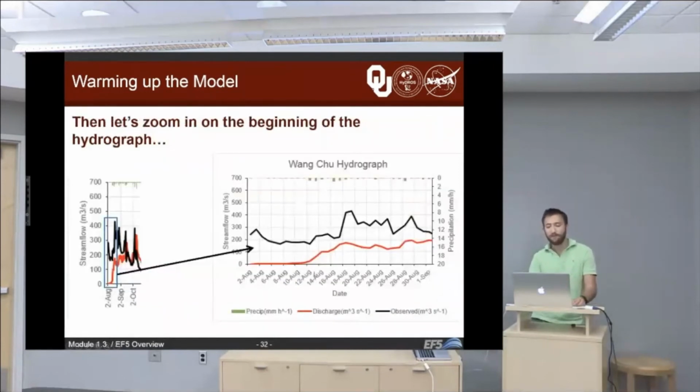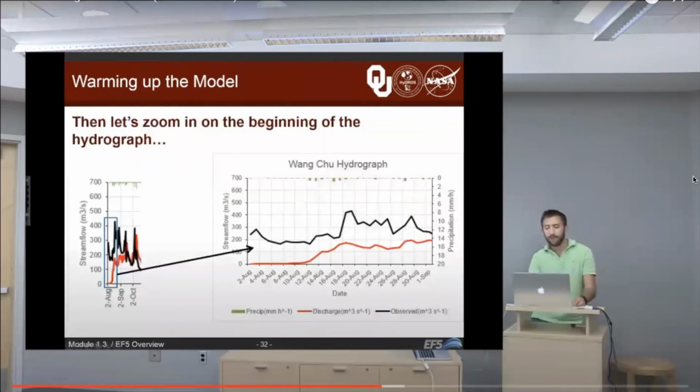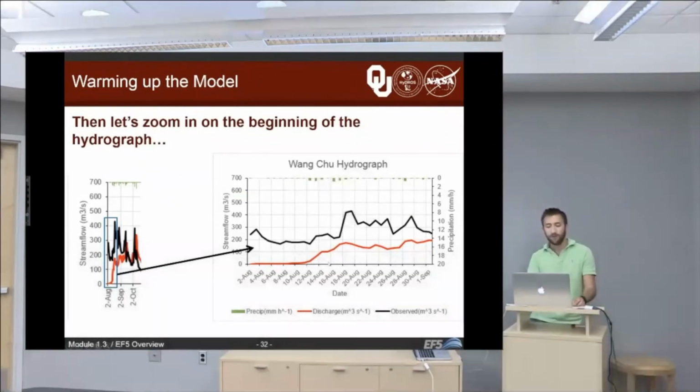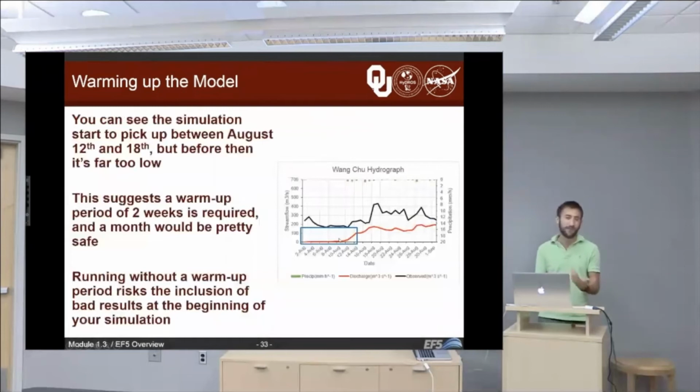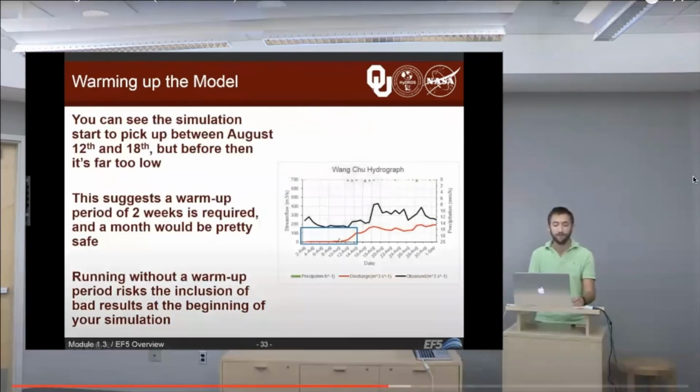And if we zoom in on that, sure enough, that's what you see. It takes until about August 12th or 14th, maybe all the way to August 18th or 20th, before the model, which is in red, is actually getting close to where the observations indicate it should be. So that suggests that a warm-up period for this size basin is required, about 2 weeks, and a month would be pretty safe, and a month is what we had initially.